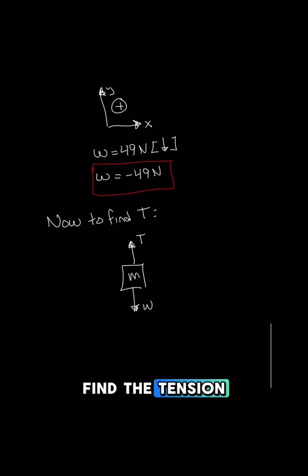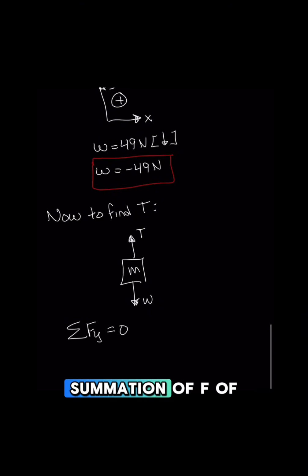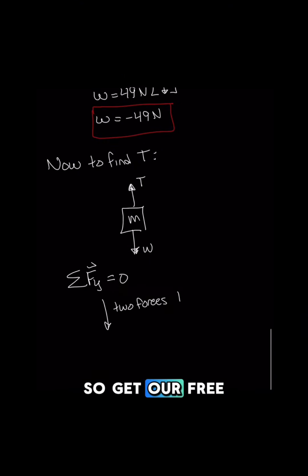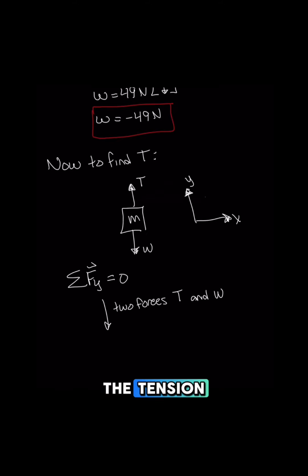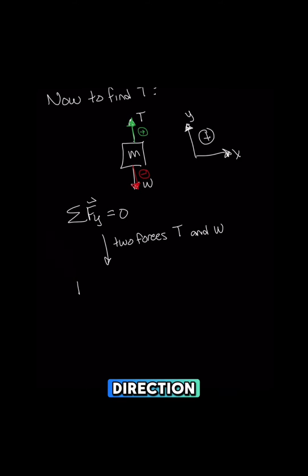And now we can find the tension force. So we have to use the summation of F of Y equal to 0. So get our free body diagram. We can see that the tension force is pointing in the positive direction and the weight force is pointing in the negative direction. So we can take the summation of these forces by doing T minus W.